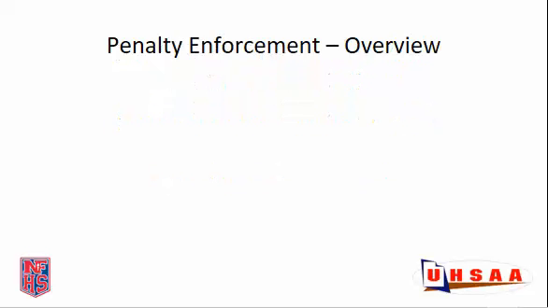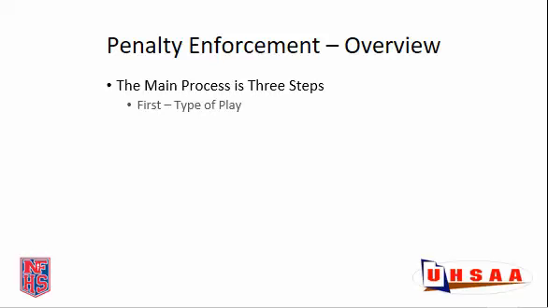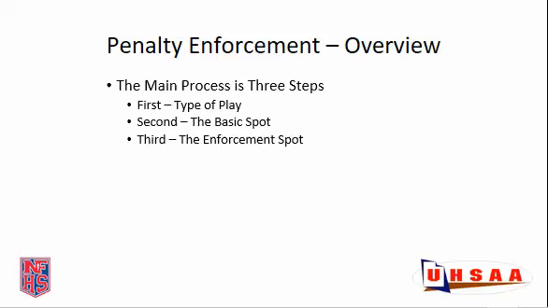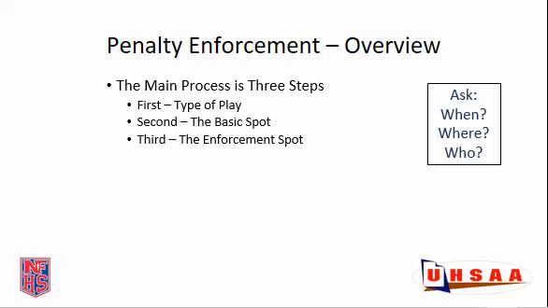So let's get started. Let's take a look at the overview, the big picture, and specifically what we'll talk about today is this. The enforcement of the vast majority of penalties can be boiled down to a simple three-step process. Number one, when did the foul occur? During what type of play? Number two, based on this, where is the basic spot? And number three, once you have the basic spot, you can then determine the enforcement spot. And remember this acronym, asking when, where, and who in alphabetical order. And that's how you administer penalties.